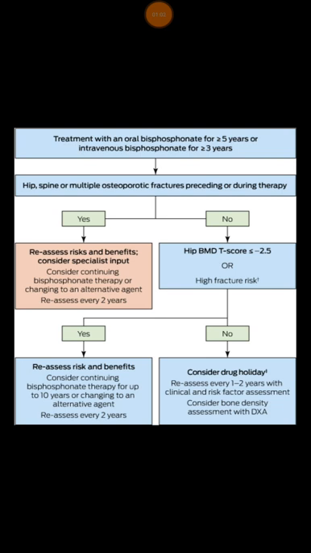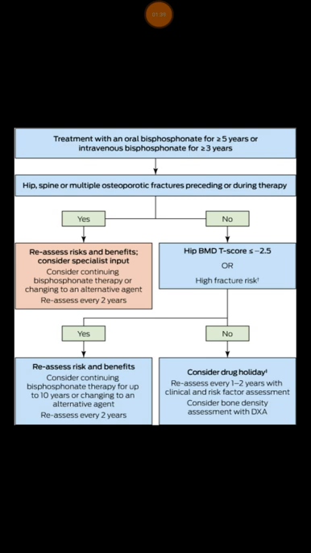Now, if the patient got a fracture during therapy, then here you have to reassess the risk and consider continuing bisphosphonate therapy up to 10 years. Or alternatively, you can change the type of therapy to another type of therapy. For example, you can switch the patient from bisphosphonate to denosumab, and then you keep reassessing them every 2 years.